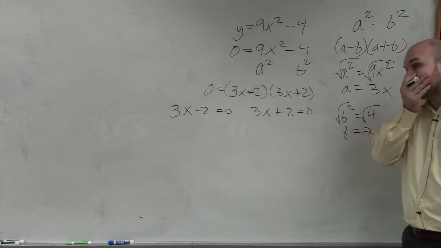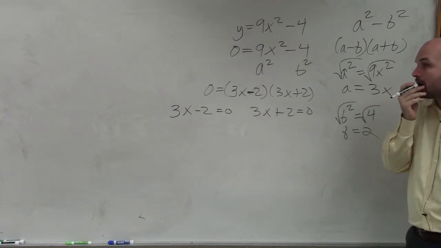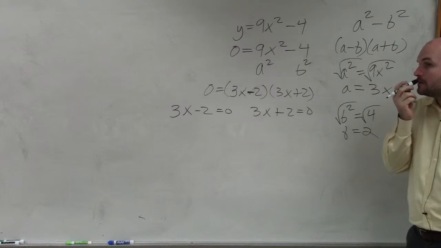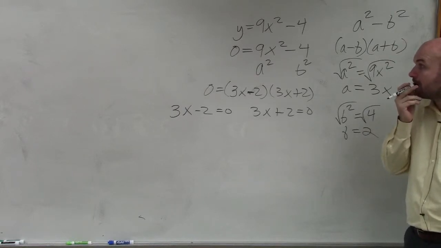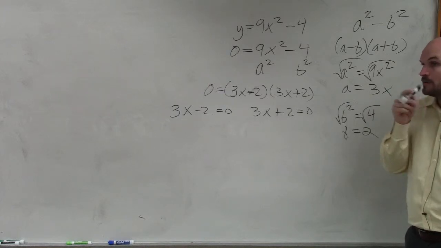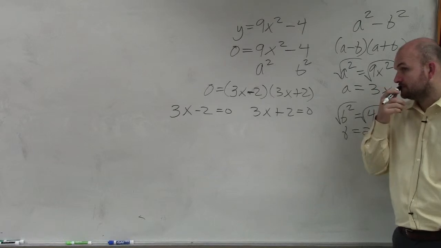So, like in the beginning of the problem, after you set it equal to 0, you can just square root both sides. You can square root 9x squared, you get 3x. And square root negative 4. Can't take the square root of negative 4, though. So it'd be positive.